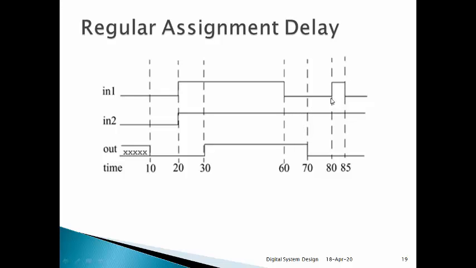Now this is an important concept. At time 80 to 85, input 1 becomes 1 and input 2 is already 1, so the output should be 1, but you see that due to delay, the output remains 0, and this input change will occur after 10 time units. This is 80, so at 90 this input change will occur.